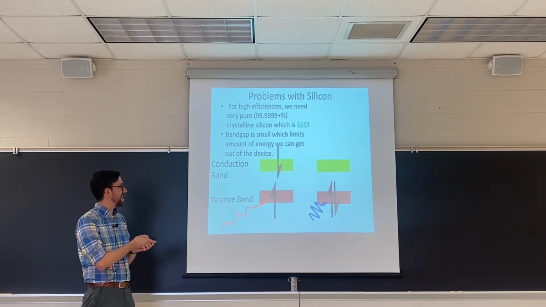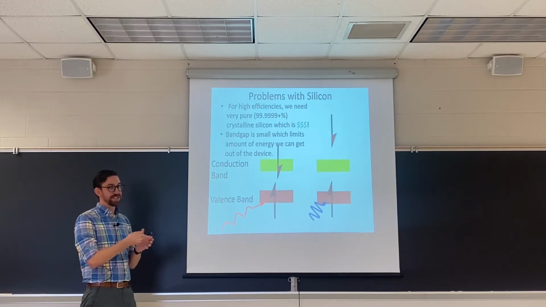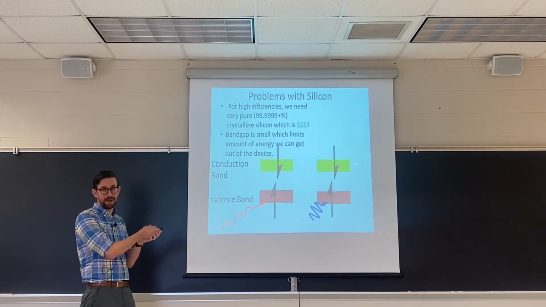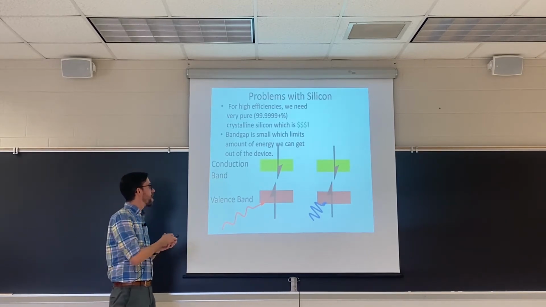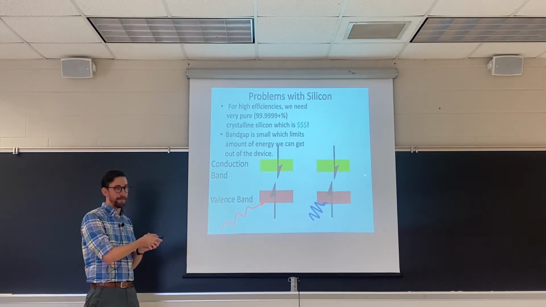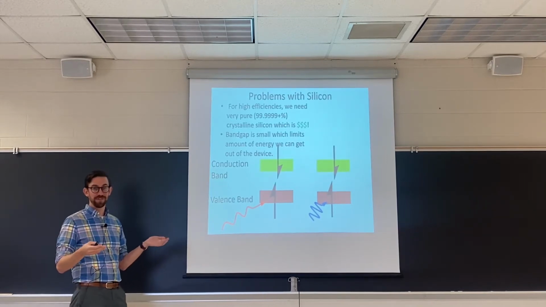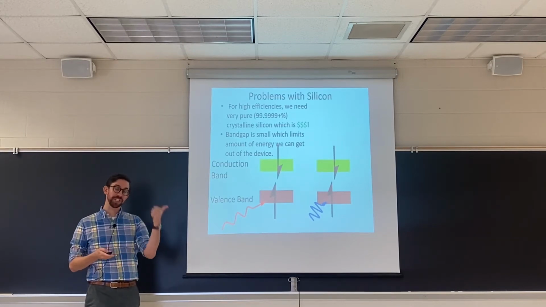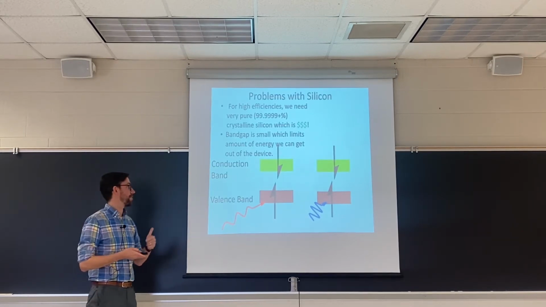But what happens is I excite an electron to an upper level excited state, but then it's just going to vibrationally relax, give off energy as heat, and go back to the same conduction band energy level as before. So I didn't gain any energy. So it has a fairly small band gap, which limits how much energy I can actually get out of my device. So I want something that's cheap, and I want something that has a large band gap.